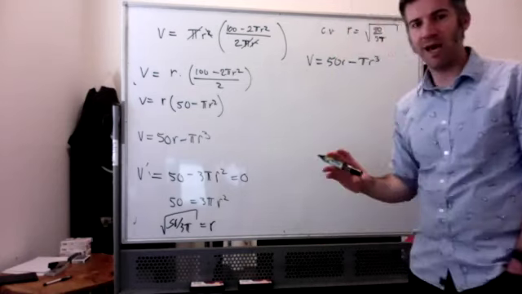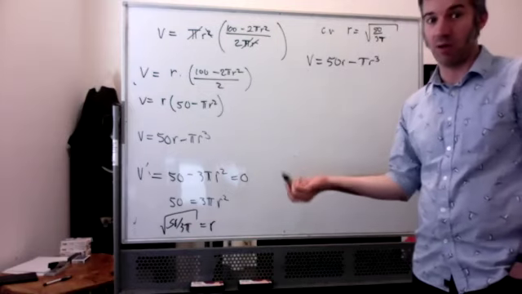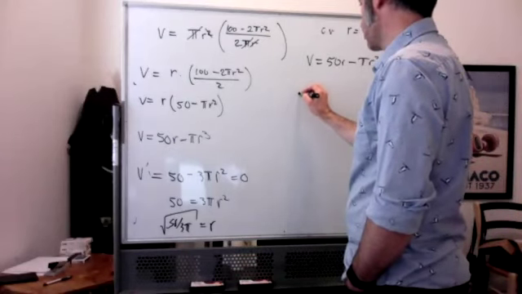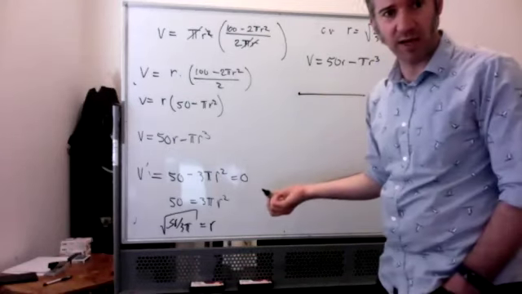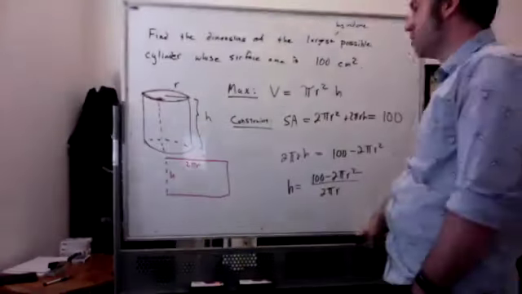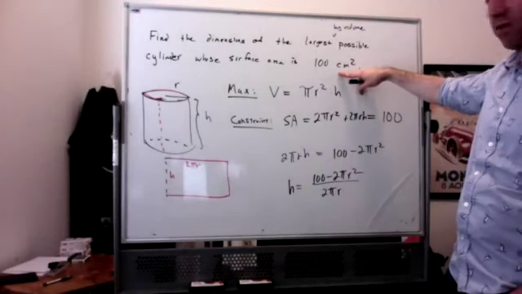And although it's kind of a stretch, people do say, well, we can let r be as small as 0. And the biggest the radius could be, oh, that's a good question. What's the biggest the radius could be? Well, the thing is here, we only have 100 square centimeters to work with.